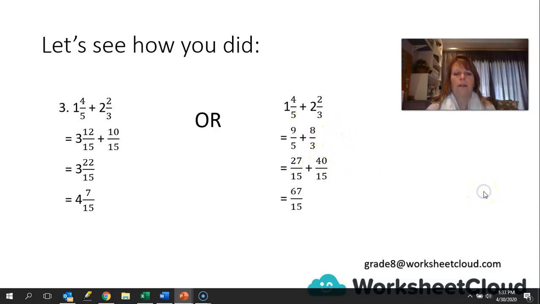Doubted myself there for a second. Okay, 27 plus 40 is 67. Okay, 67 over 15, it's an improper fraction. We now have to make it back to a mixed number, and that's going to give me 4 and 7 over 15. Okay, can you see? No matter which way you do it, you are going to get the same answer. Okay, just going through this one again. Remember, improper fraction, find our common denominator, add our numerators, and get back to a mixed number.